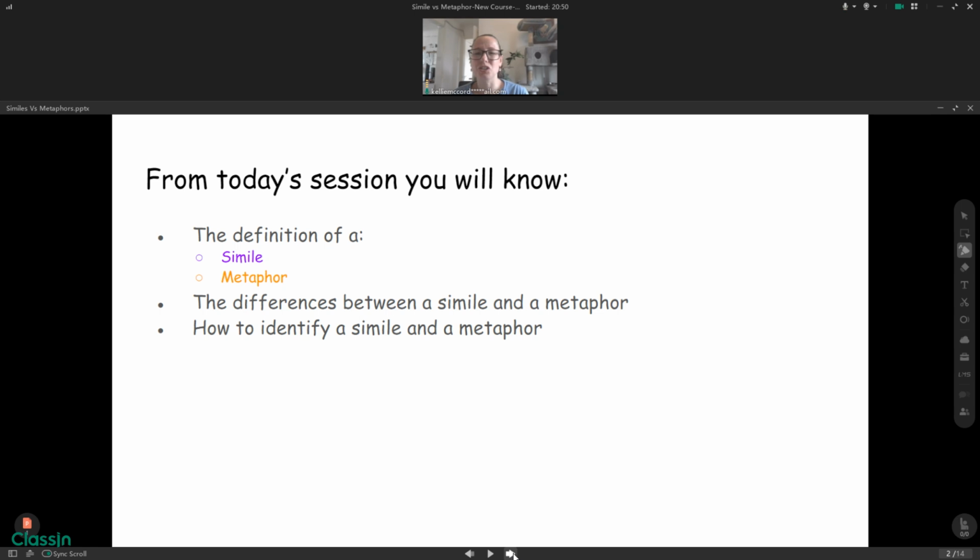So, from today's session, you will know the definition of a simile and a metaphor, the differences between a simile and a metaphor, and how to identify a simile and a metaphor. So, make sure you write that down. It's always good for you to have a copy of your objectives so that you can reflect on them.